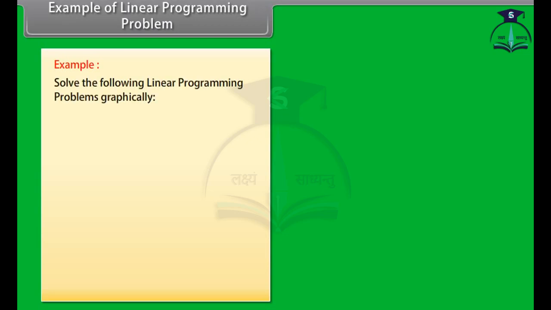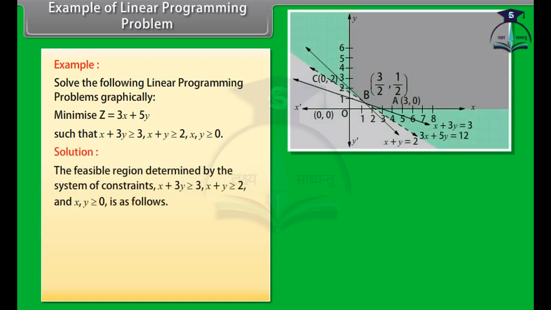Example. Solve the following linear programming problems graphically. Minimize z = 3x + 5y such that x + 3y ≥ 3, x + y ≥ 2, x, y ≥ 0. Solution. The feasible region determined by the system of constraints x + 3y ≥ 3, x + y ≥ 2, and x, y ≥ 0 is as follows.